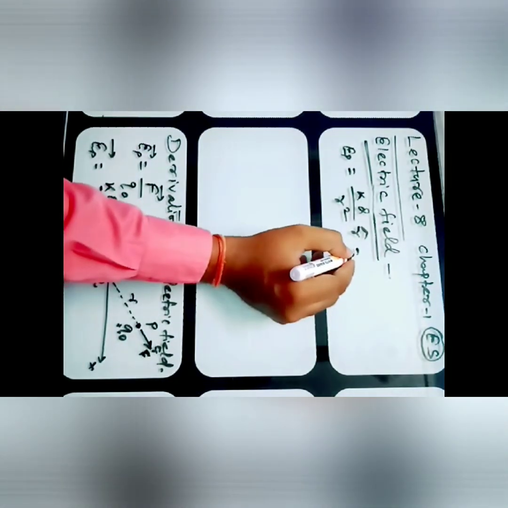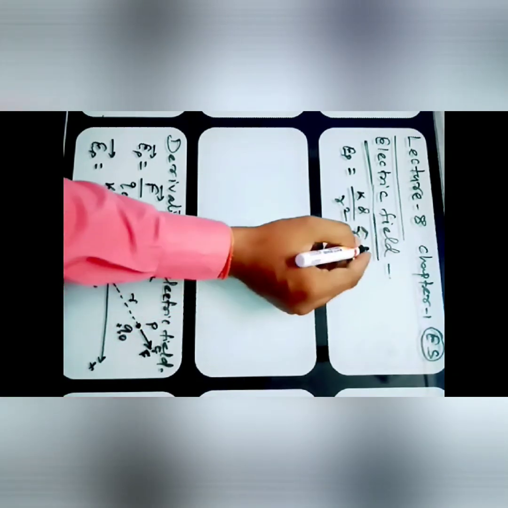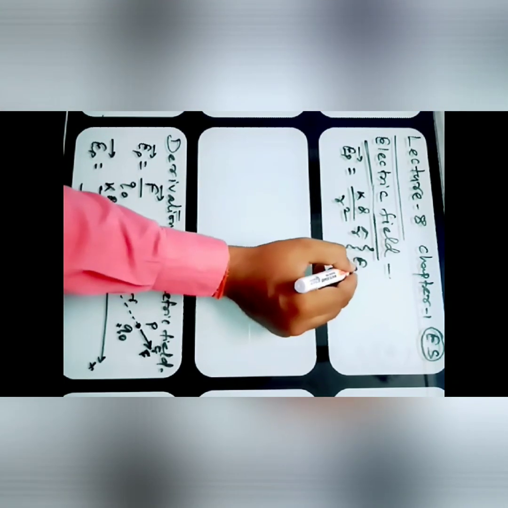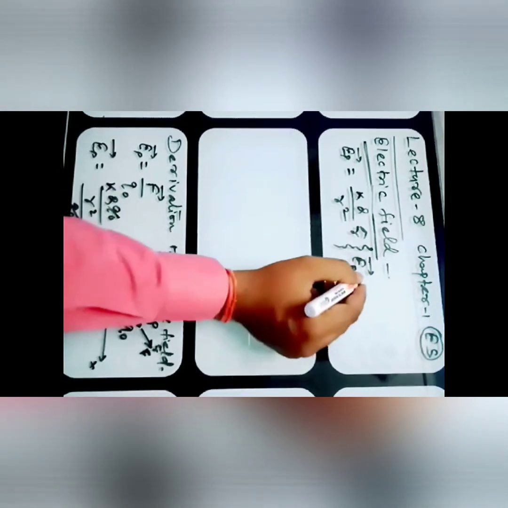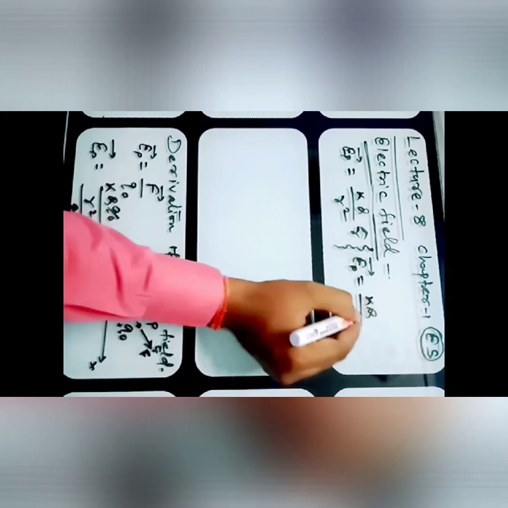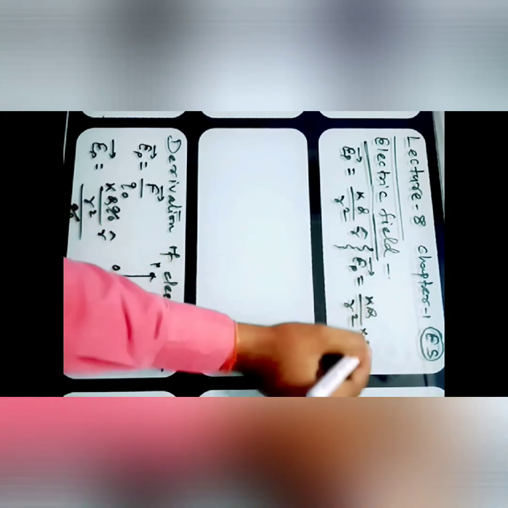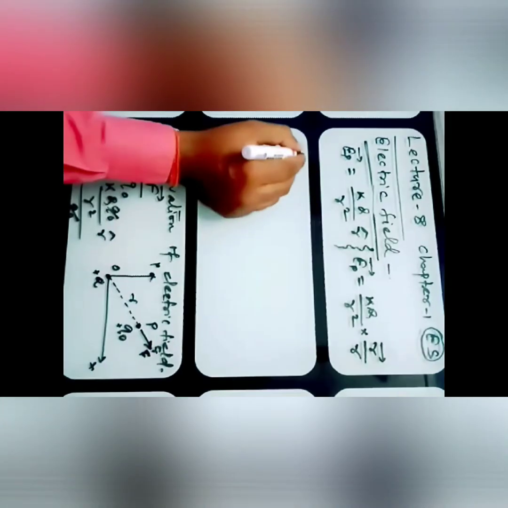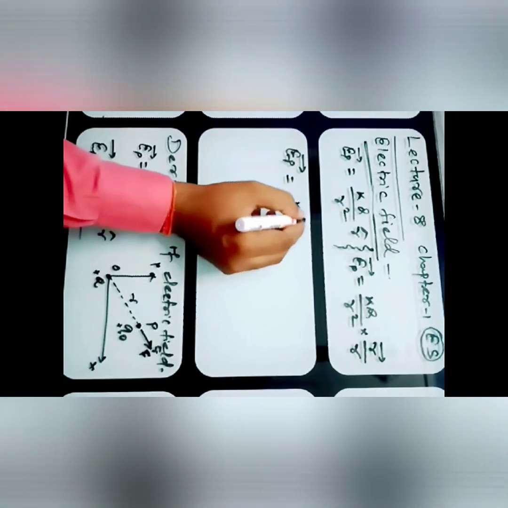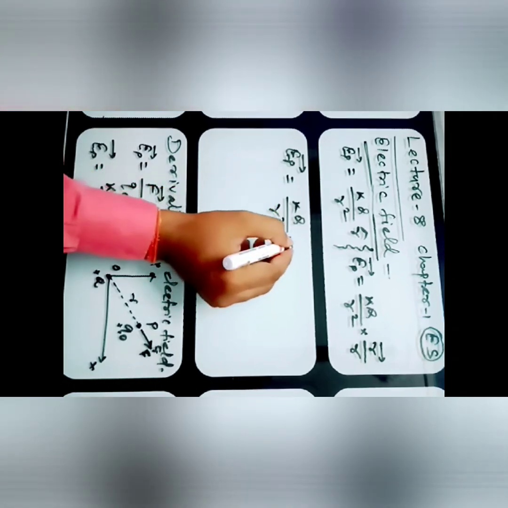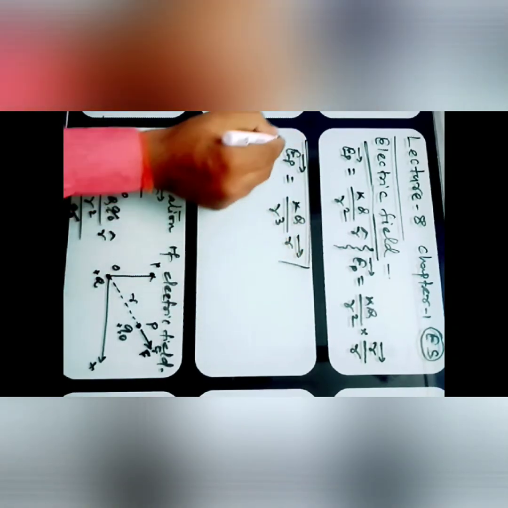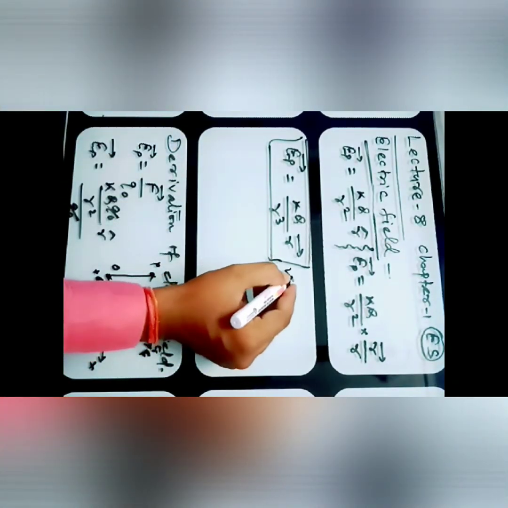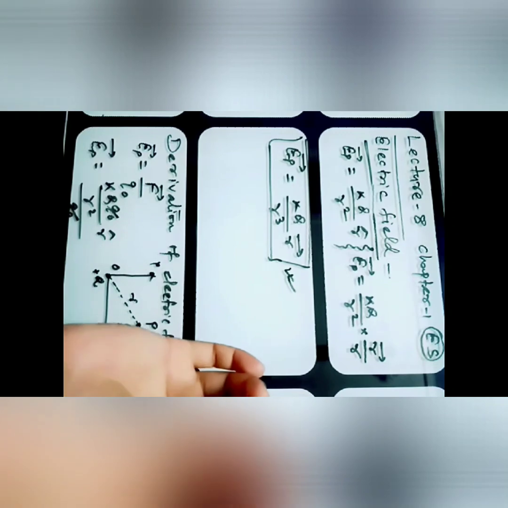This can also be written as E_P, that is in vector form, the electric field at point P. It is kQ over r square and vector r over r, that is E_P equals kQ over r cube and vector r. So this is the mathematical formula to find the electric field, which is very simple.